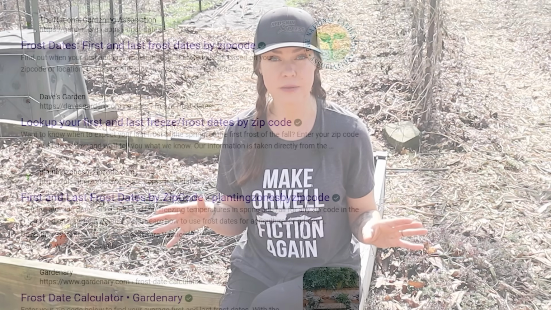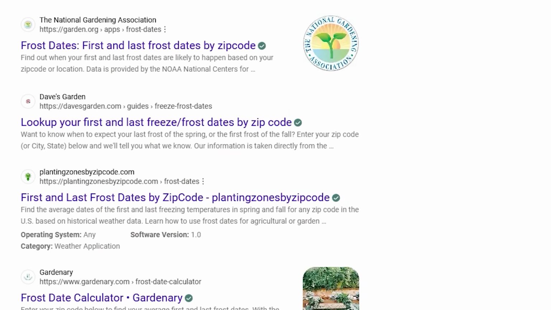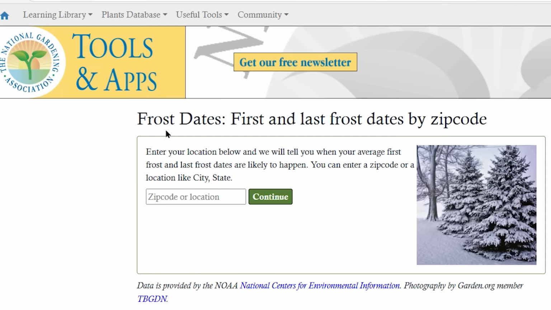Now, there are quite a few handy sites online where you can just plug in your zip code and get information about your first and last frost dates. The one I like best is from the National Gardening Association, which pulls its data from NOAA, the National Centers for Environmental Information. It breaks down the temperature by increments and the percent chance of reaching these low temperatures.